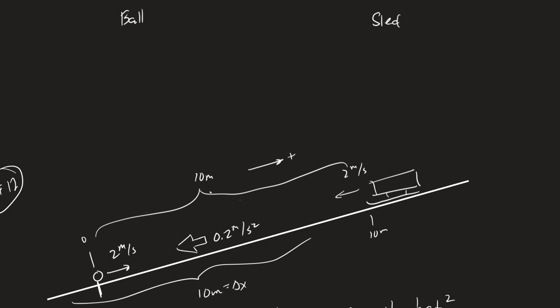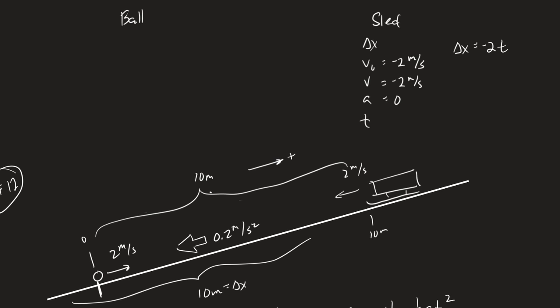I'm going to start with the sled. The sled: displacement, initial velocity, final velocity, acceleration, and time, but constant velocity. So the velocity is negative 2 meters per second. Final velocity, negative 2 meters per second. Acceleration is 0. So delta x equals negative 2t. Okay?